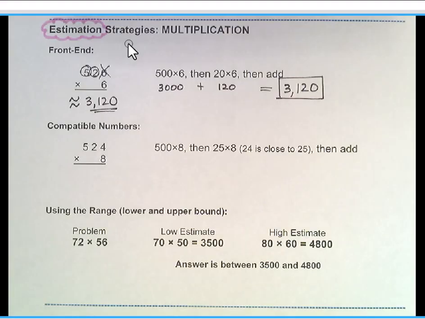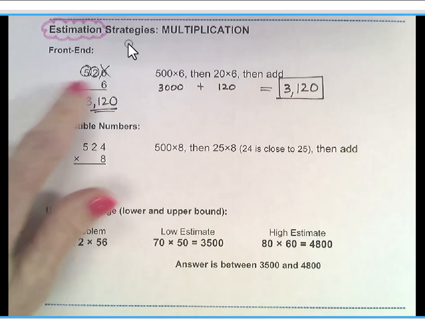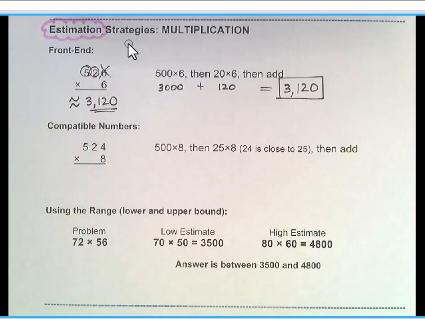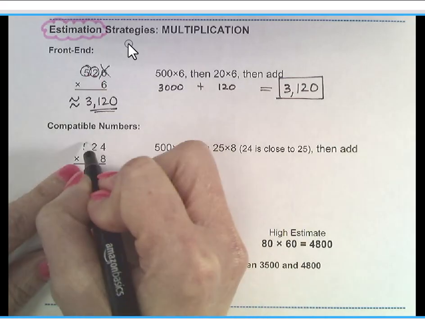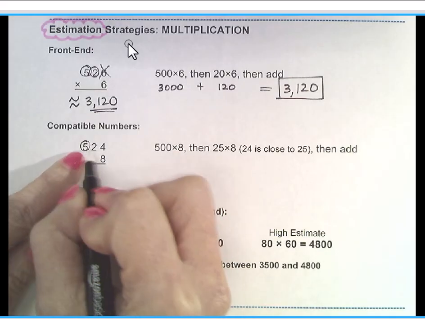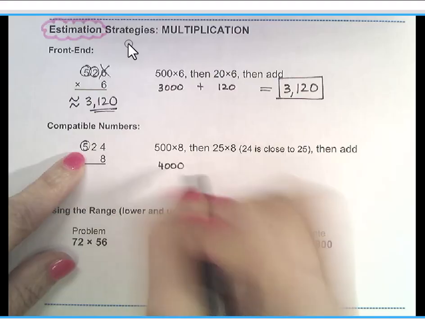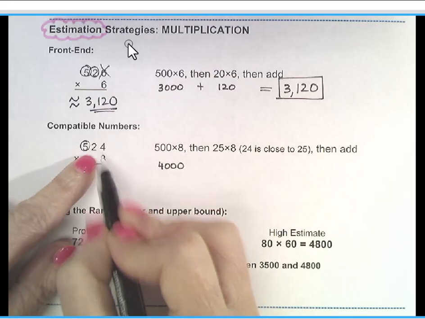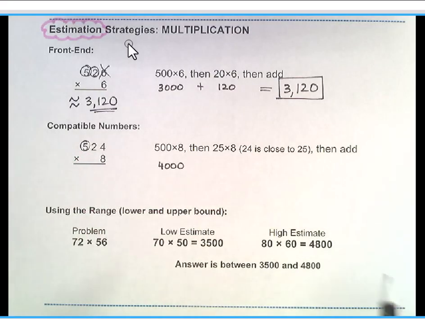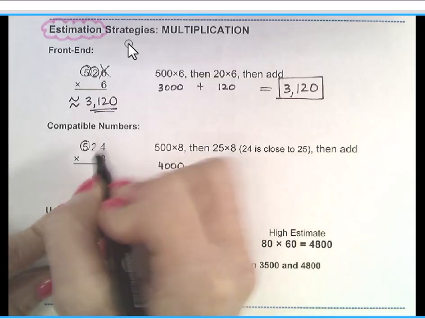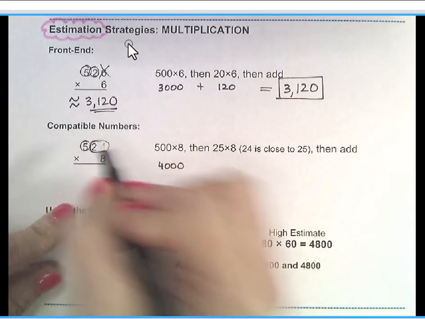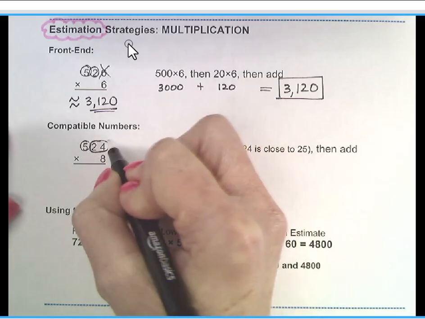If you don't want to leave off the ones place, then you can do something that we call compatible numbers. That's where we're taking a little bit more into consideration, maybe not just completely ignoring the ones place. So we could do 500, remembering that's not just a 5, it's a 500. 500 times 8, that would be 4,000. And then instead of doing 20 and 4, let's not break it up, that's too hard. Let's think about 24 as being pretty darn close to 25.